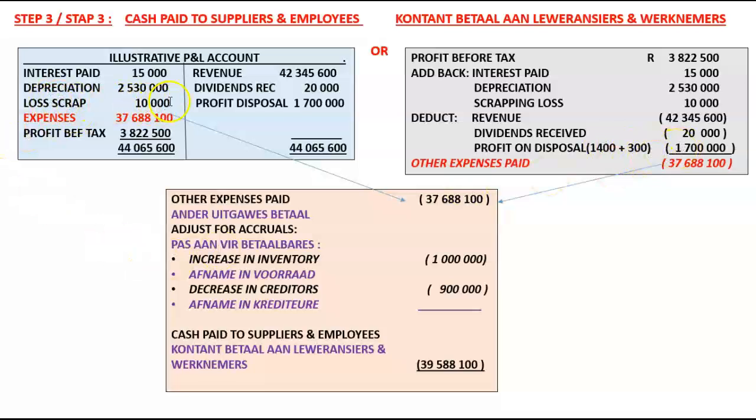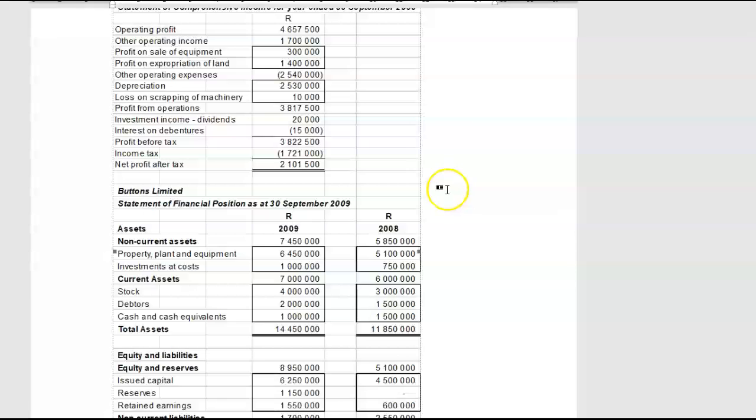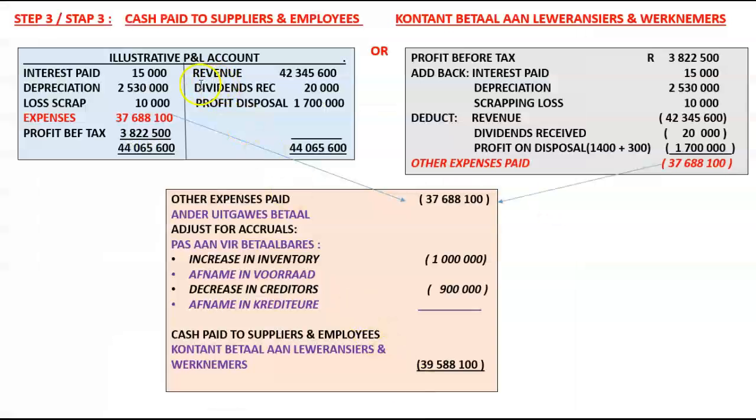So loss on the scrapping, depreciation, profit on disposal. Then we have to adjust our profit before tax figure for items which we are going to disclose separately, which were included in profit before tax. Now, those items are going to be our dividend income, 20,000, which we're going to take out of profit before tax because it increased it, and we're going to take out the interest on the debentures out of the profit before tax figure as well. So dividends received, interest paid.